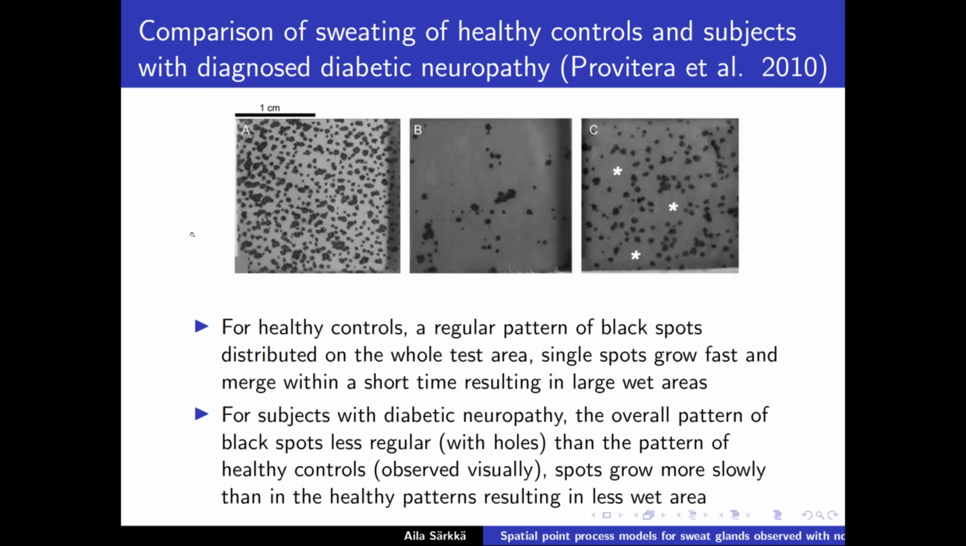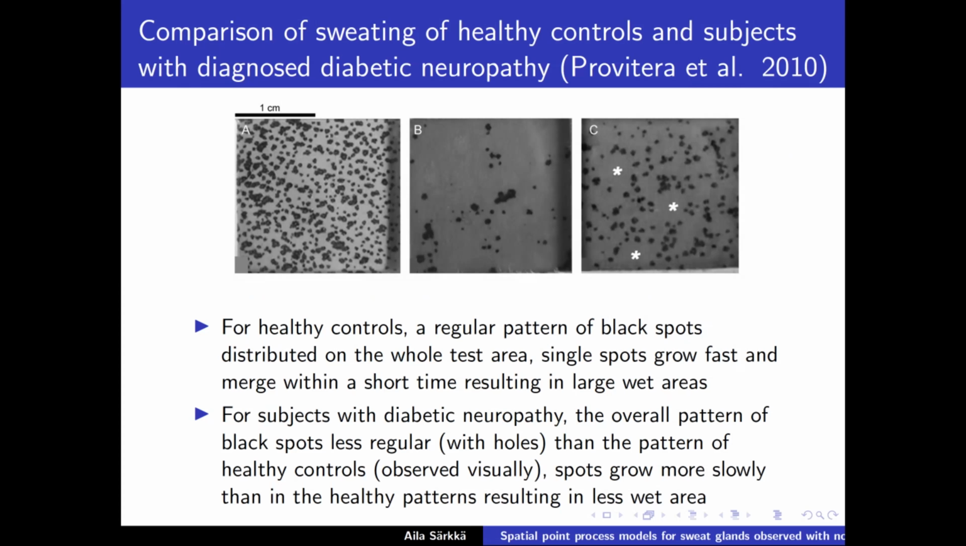but you can still see that there are a lot of spots. But if they look at the patients suffering from diabetic neuropathy, they see that the overall pattern of black spots is less regular, and they saw some holes. The holes here are marked with these little white stars. They think that there are more holes in the pattern of the neuropathy group. And somehow, since there are more holes, the spatial pattern is not the same.